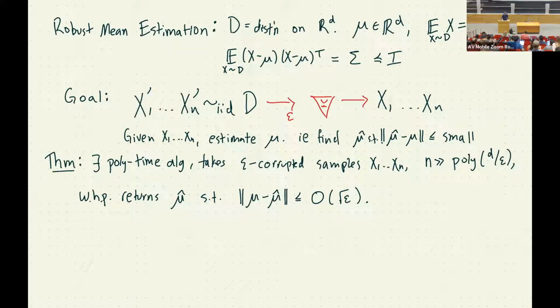Okay, so why is this possible? In statistics, we call why is this possible identifiability. Why can you identify the true mean up to error root epsilon given the corrupted samples? So actually, I want to prove this on a new page. So let's talk about identifiability.